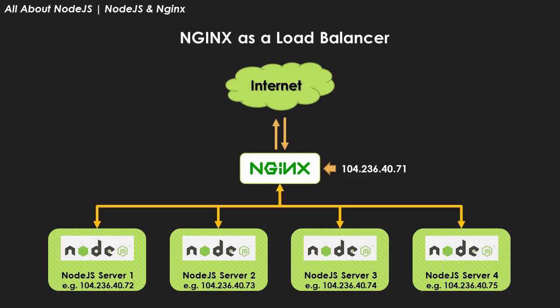Here, let's say Nginx is set up to run on a server with the IP address 104.236.40.71. Then we can set up multiple cloud instances, let's say, and hook them up to Nginx, which will evenly distribute the load as it peaks. Here, the IP address mentioned is for illustration purposes only.